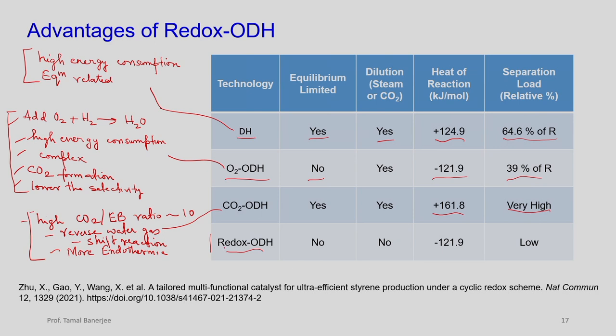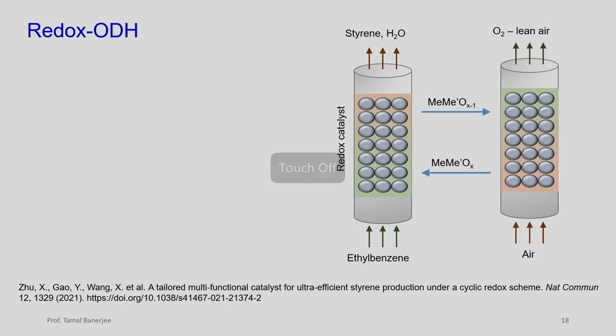So that's why this redox ODH comes into the picture. So what is this redox ODH? We'll see in the next slide. So this is it. Now see, ethylbenzene is inserted. You have the catalyst bed, the redox catalyst. Just now you have styrene and water.